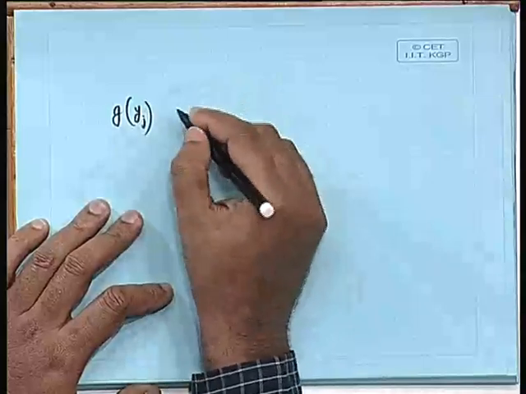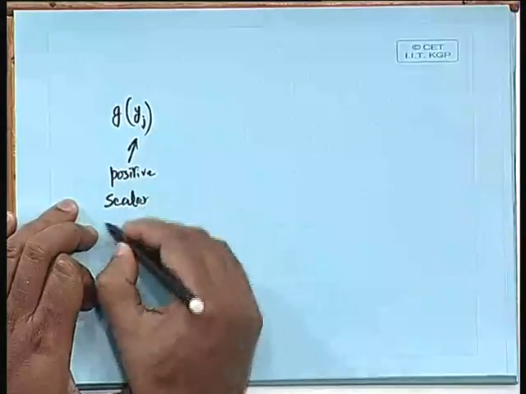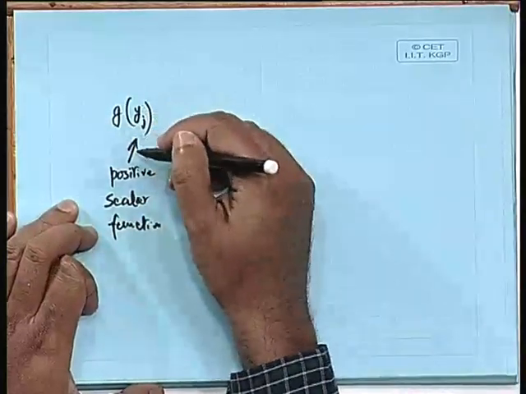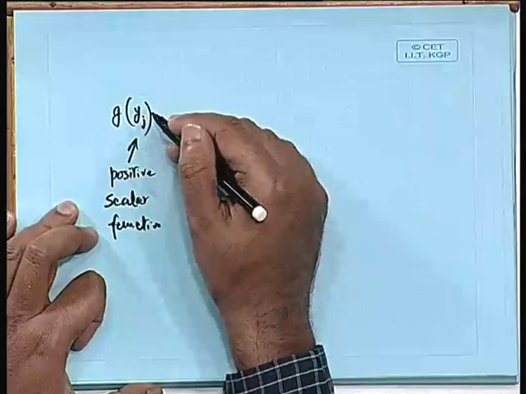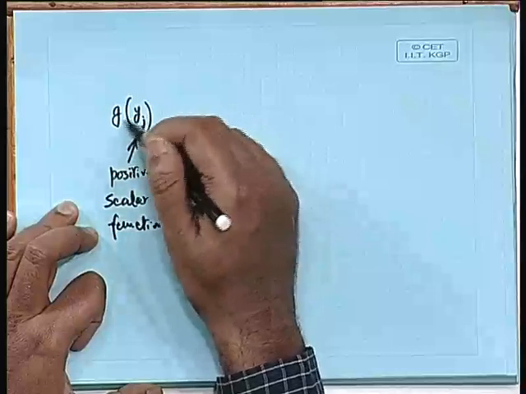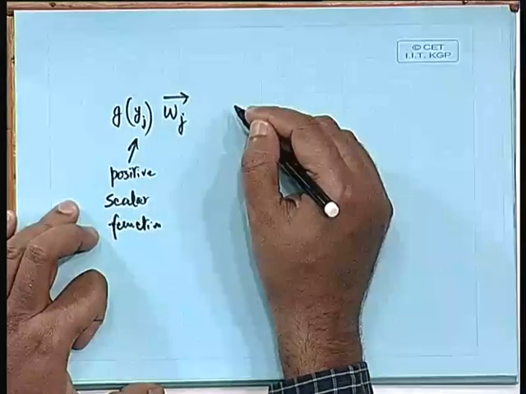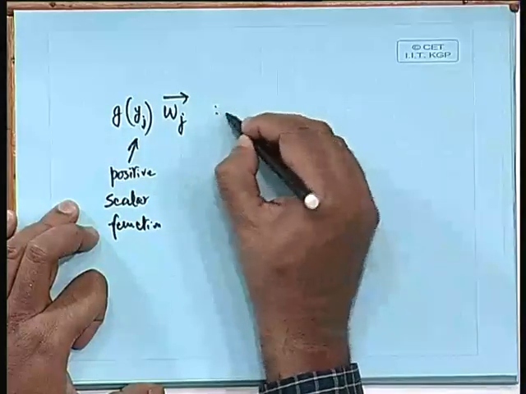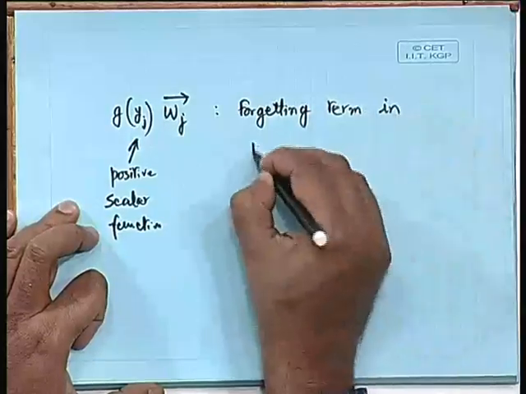So, in the Hebbian hypothesis, we introduce a term given by g(y_j), g as a function of y_j. This is a positive scalar function, expressed as a function of y_j. And what is y_j? y_j is the output. We take the output neuron j, so that is y_j, and g, the positive scalar function, is expressed as a function of y_j. So g(y_j) times the w_j vector: this whole thing will act as a forgetting term in the Hebbian hypothesis.